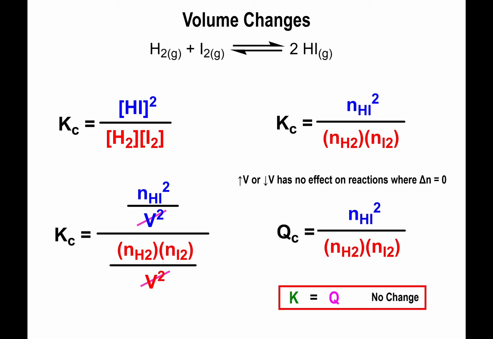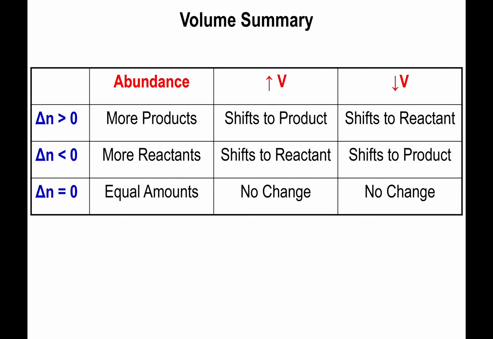QC will basically equal KC in this case. We expect no change by changing volumes when the amount of gases on the reactant side and the product side are the same. So to summarize what we've seen with the volume, we're using this delta N, which is basically the amount of gaseous products minus the amount of reactant gases.